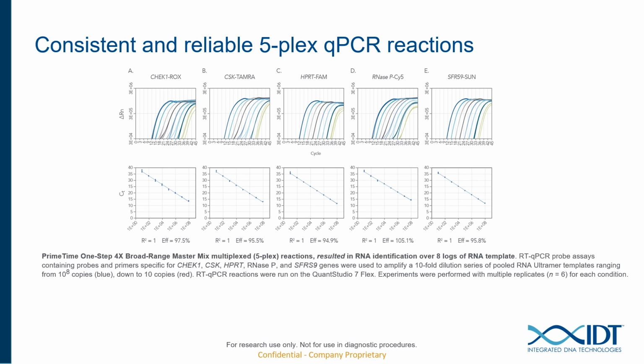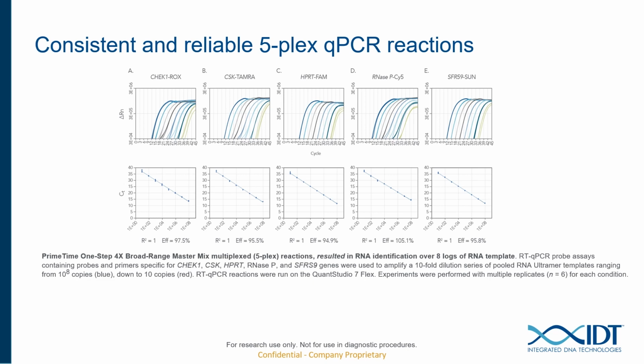The CHEK1 primers and probe set is being used on the left. The left panel shows the delta Rn plot of a dilution series of CHEK1 RNA. The panel shows the standard curve plot demonstrating that the master mix performs well with a correlation coefficient of 1 and an efficiency of 97%.